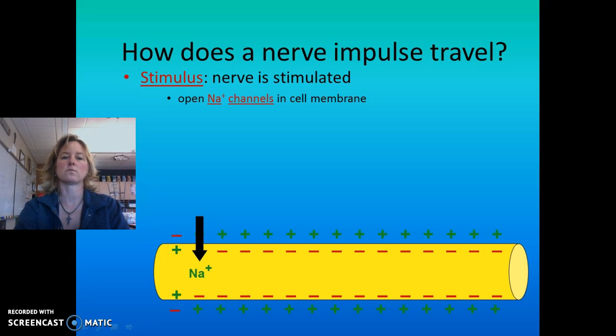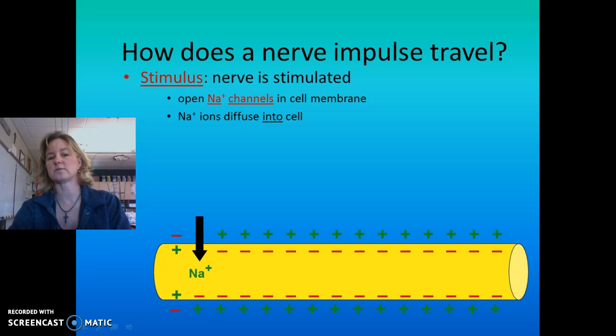So the sodium channels are going to open up, and because we have two gradients working here, sodium is going to diffuse into the cell. It is going to follow its concentration gradient. We have a lot of sodium outside, not so much inside, and so sodium moves from a high concentration to a low concentration. Down the concentration gradient we go. Hi ho, hi ho.